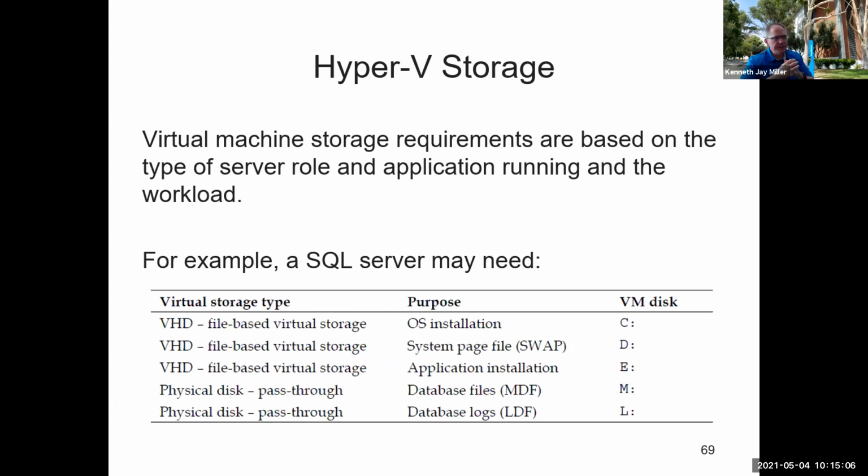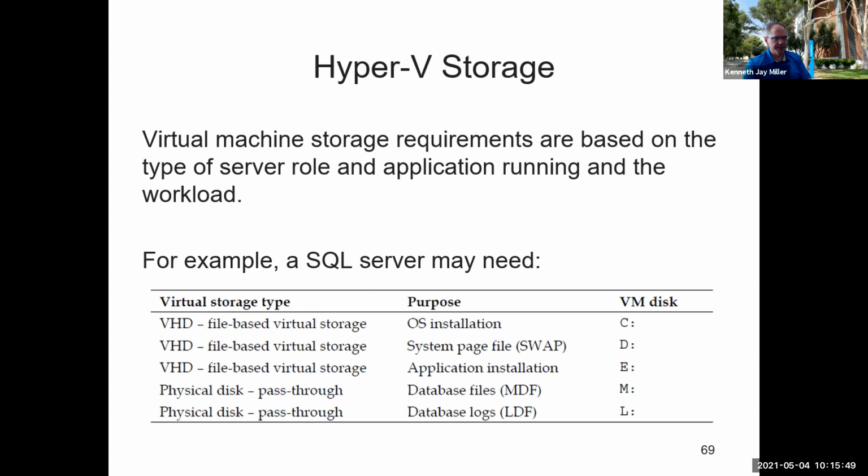So virtual machine storage requirements are based on the type of the server that it's running, and different servers have different best practices for where things should be. Like a database server or a SQL server, you want the operating system on one volume, the system swap file on another, the application on another, and then where are the database files and the database logs located? SQL recommends those are on separate volumes. So if we were to create a SQL server, we would want to create different hard drives for the different aspects.